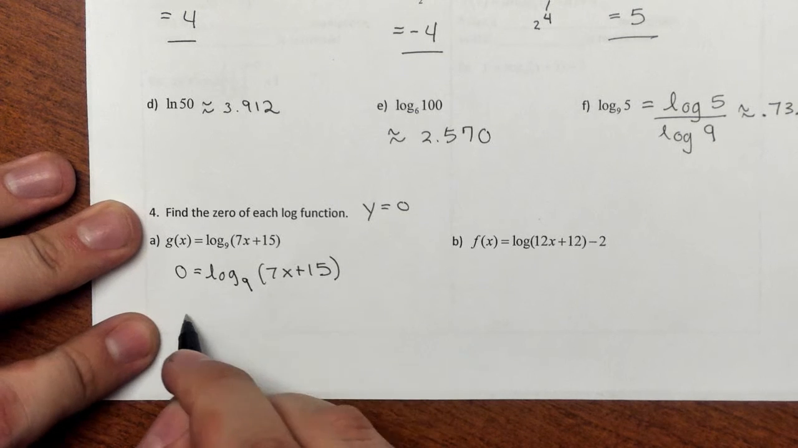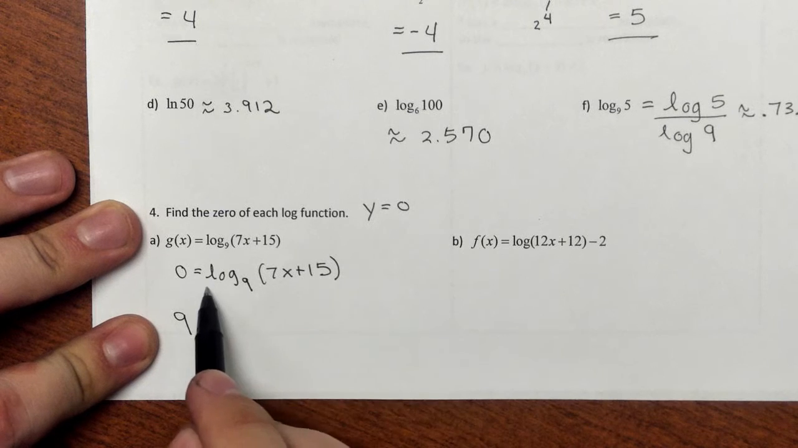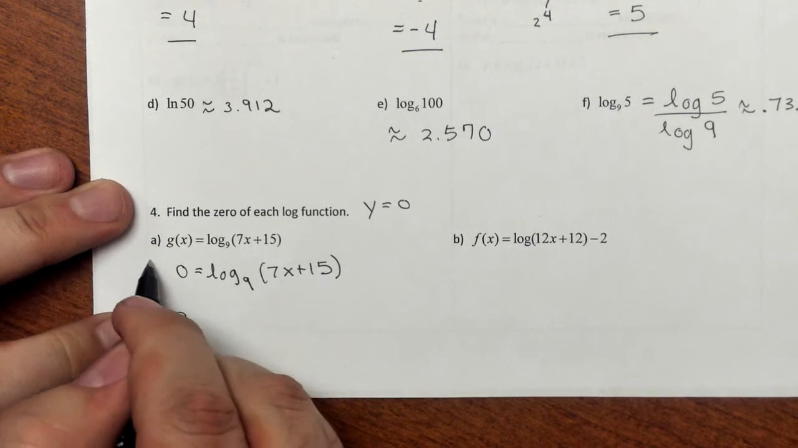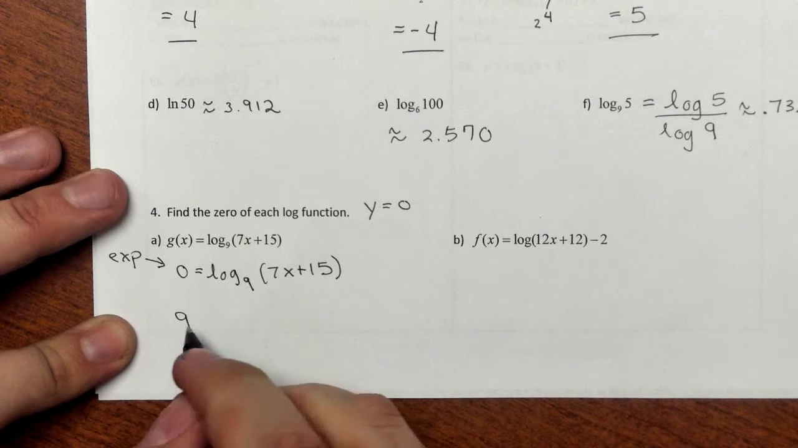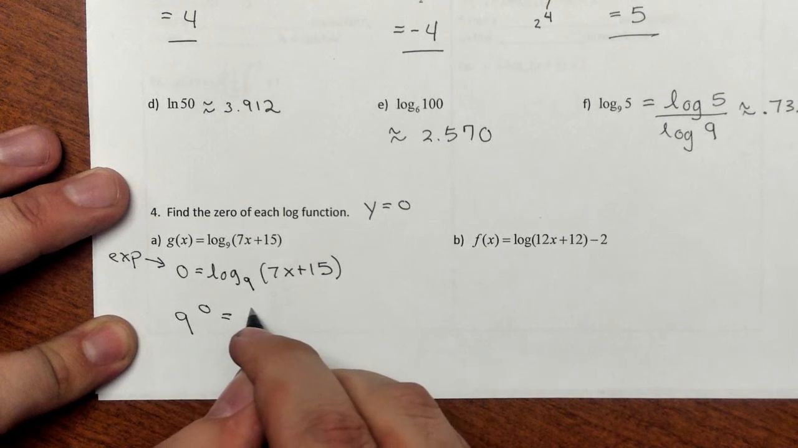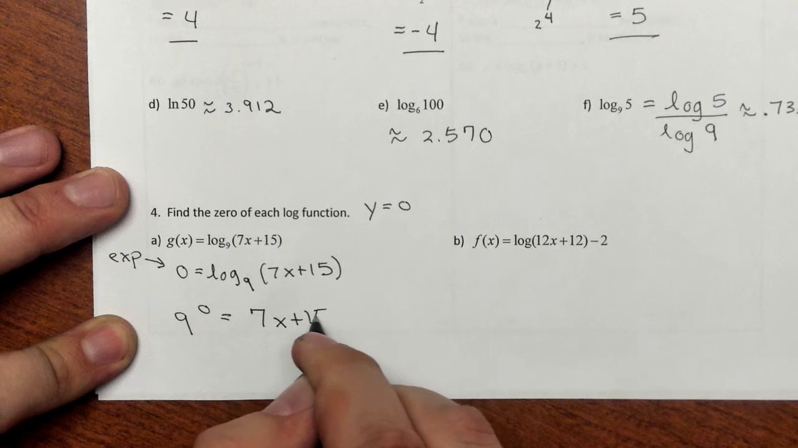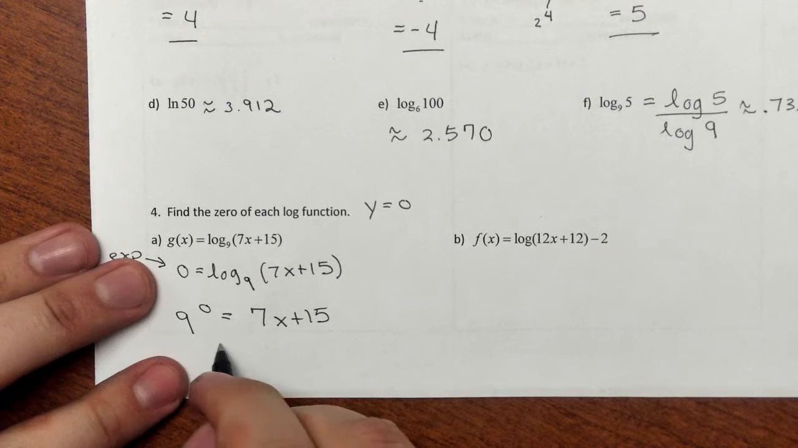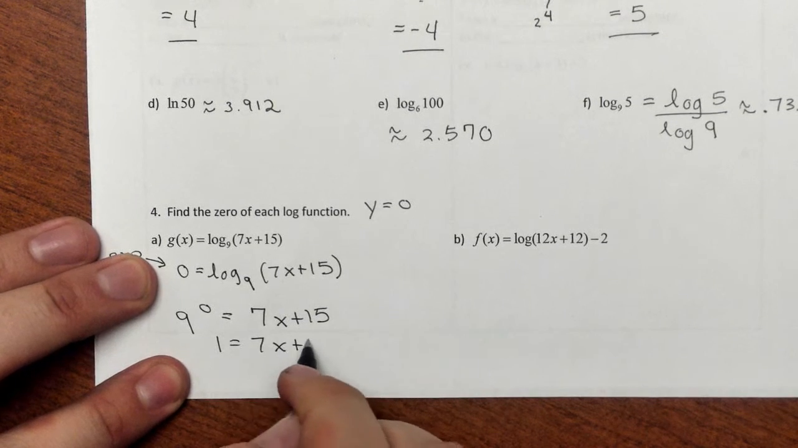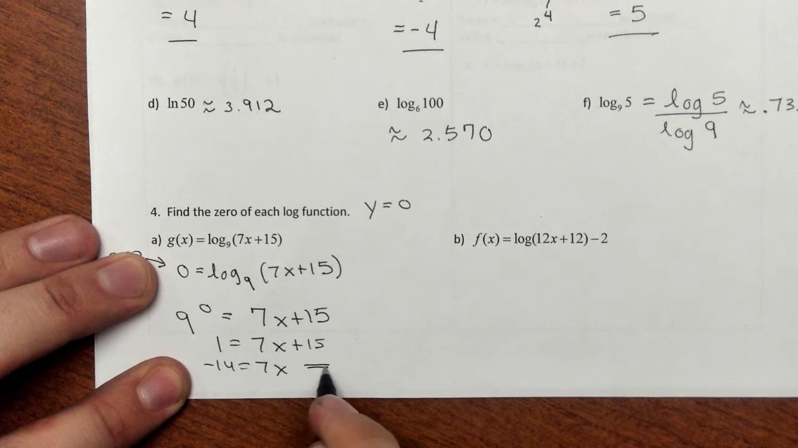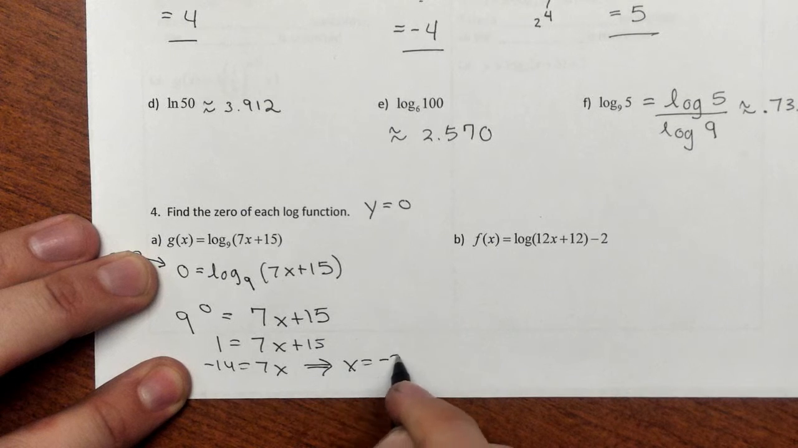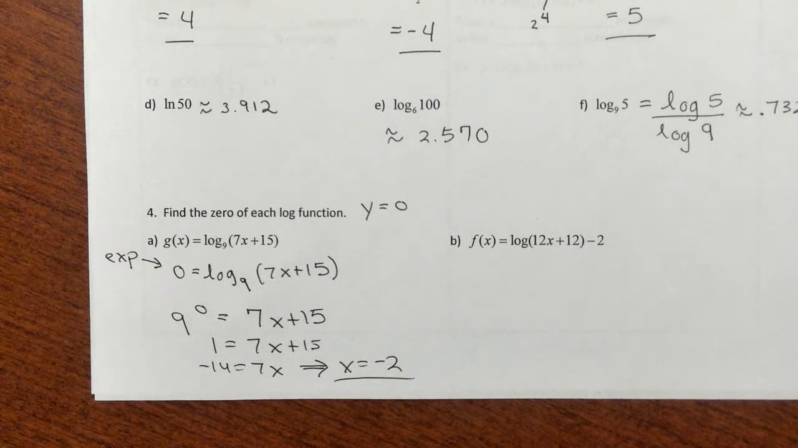So the base I should use is 9. The logarithm equals the exponent. So that is my exponent, 0. So 9 to the 0 yields 7x plus 15, whatever x is. Well, 9 to the 0 is 1. And then you can solve this equation, get negative 14 equals 7x. Thus, x is negative 2. All right? And I'll go ahead and do the next example, too.